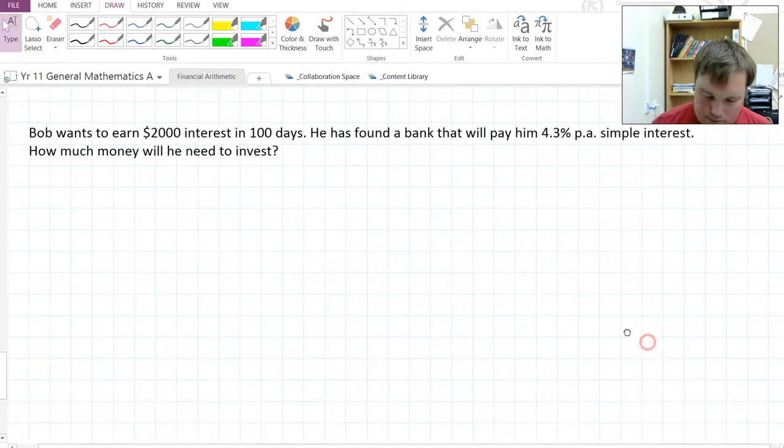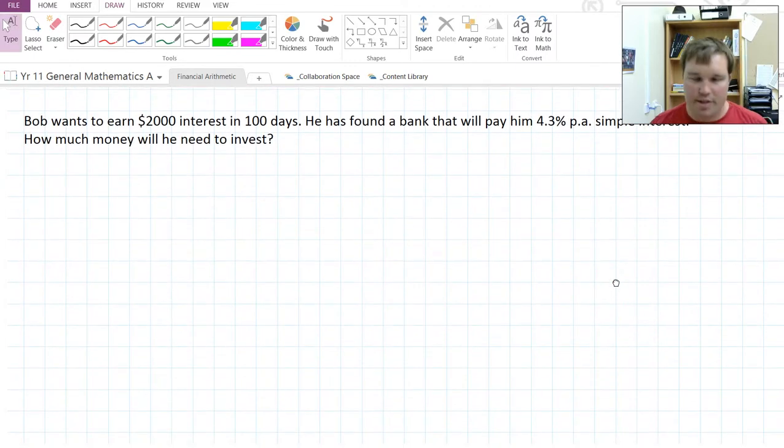Second example. Bob wants to earn $2,000 interest in 100 days. He has found a bank that will pay him 4.3% per annum simple interest. How much money will he need to invest? Now, $2,000 interest in 100 days, that's a lot of money in a short period of time, so he's going to have to put quite a lot of money in.